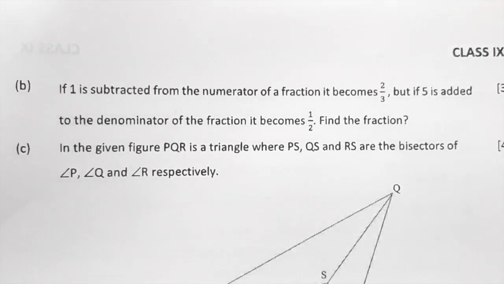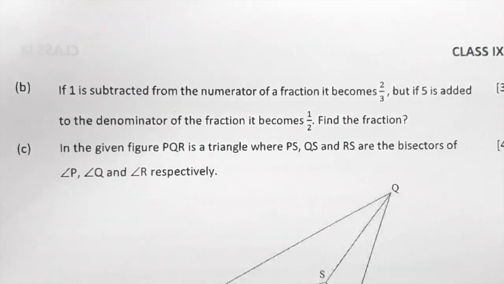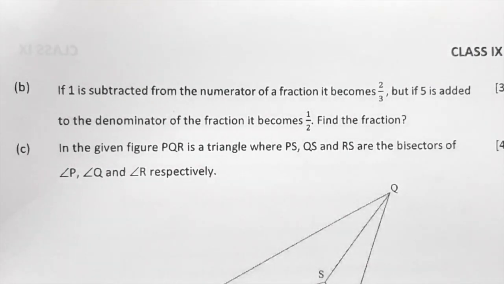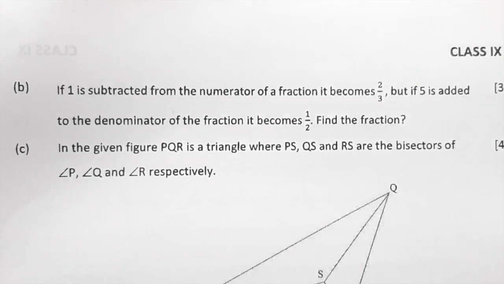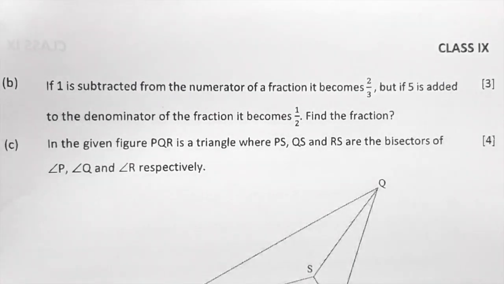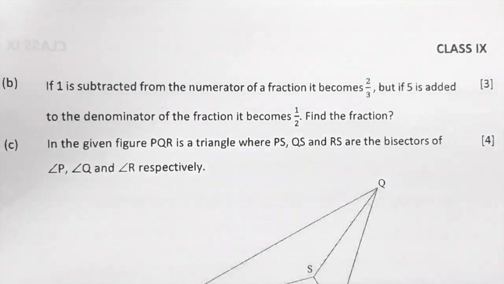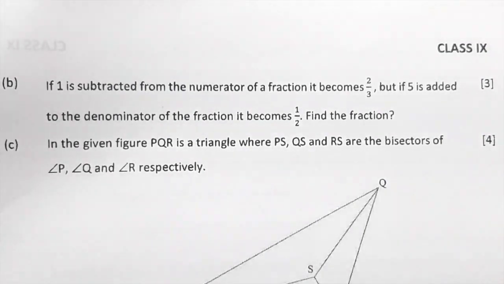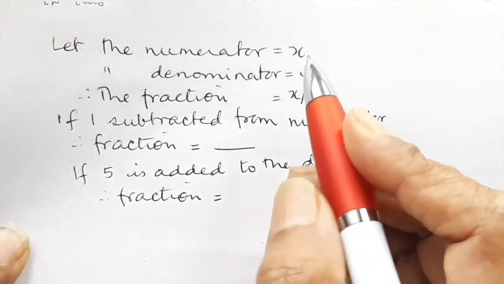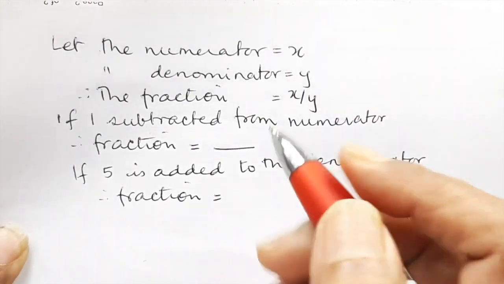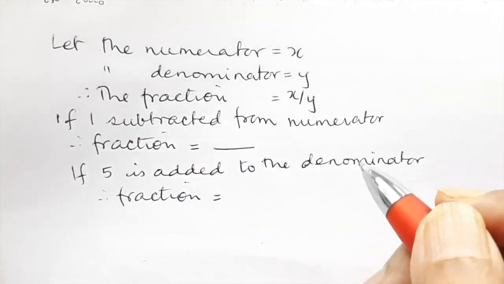Question 9b. If 1 is subtracted from the numerator of a fraction, it becomes 2 upon 3, but if 5 is added to the denominator of the fraction, it becomes 1 upon 2. Find the fraction. Now, when the question is find the fraction, remember the fraction has the numerator and the denominator. So we'll say let the numerator be x and denominator be y. Fraction becomes therefore x upon y.